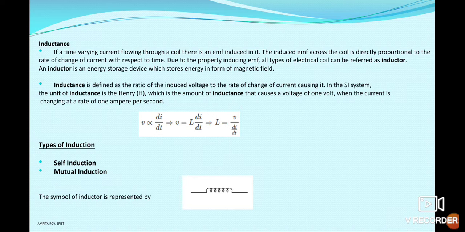Next is inductance. If a time varying current flows through a coil, then there is an EMF induced in it. That is, the induced EMF across the coil is directly proportional to the rate of change of current with respect to time. Due to the property of inducing EMF, all types of electrical coil can be referred to as an inductor. An inductor is basically an energy storing device which stores energy in the form of magnetic field.